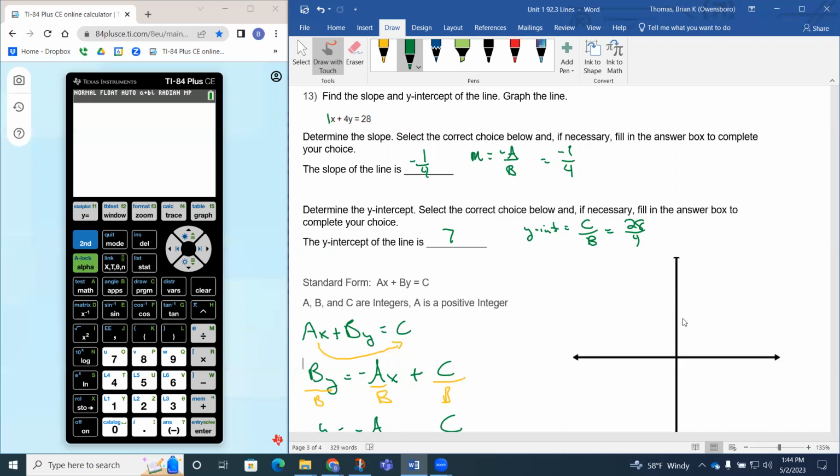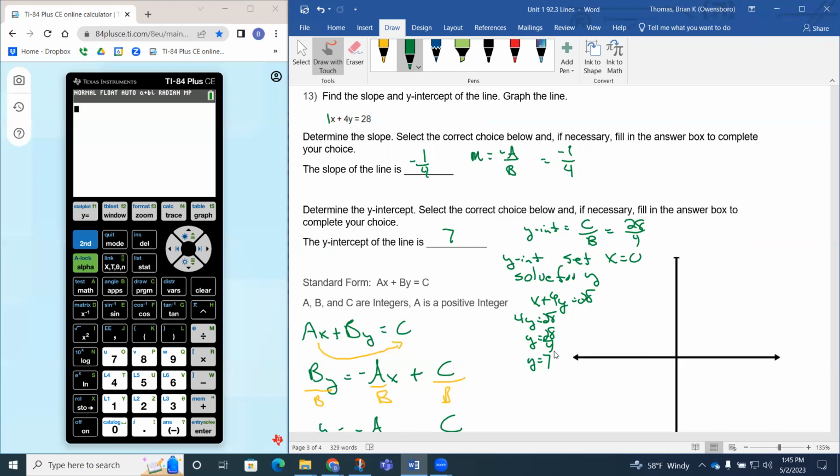Now also remember, if you're on the y-axis, x has to be equal to 0. So another way to find the y-intercept is you could set x equal to 0 and solve for y. If we have x plus 4y equals 28 and I set x equal to 0, this leaves me 4y equals 28. If you divide both sides by 4, y equals 28 divided by 4, so the y-intercept would be 7. So I still get the same thing.